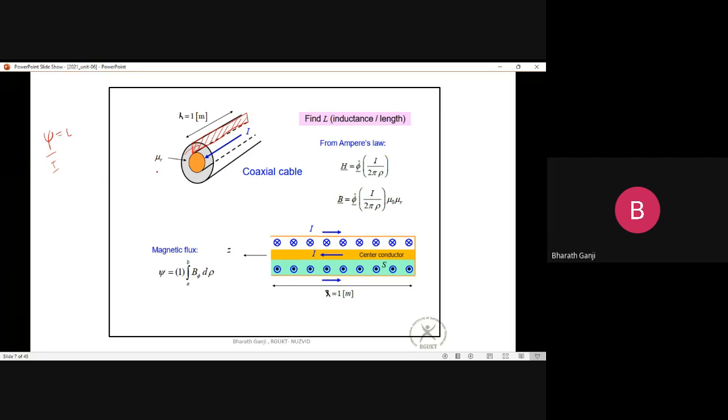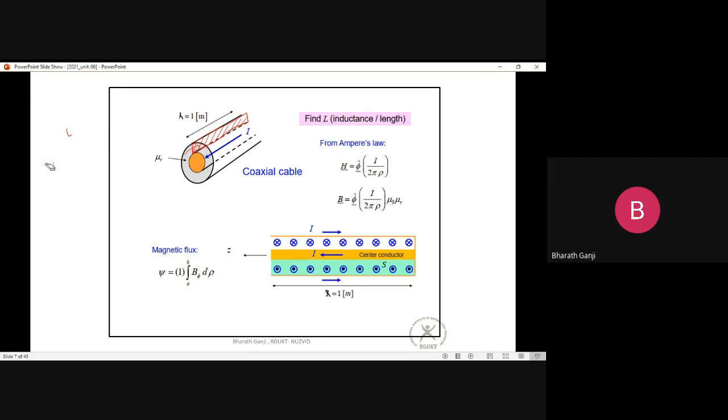So that is one method. Another method is to find the total magnetic energy, half L I square. Take a volume of 1 meter length and this radius, all inside the coaxial line, and calculate how much magnetic energy is stored. Because we have the expression for the magnetic fields, we can calculate the total energy stored inside that volume and equate it to half L I square, and from there also you can calculate the value of L. So that is one way to calculate the inductance per unit length.